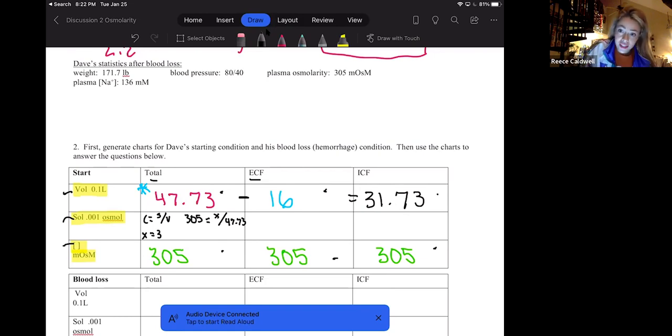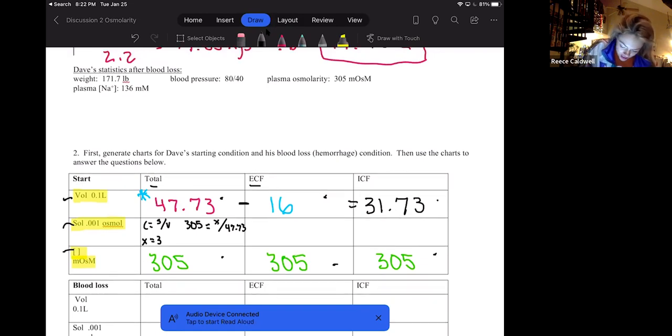Oh, and one other thing to add, sorry guys, is this should be 0.305 because we're in osmoles, not milliosmoles here. So we convert that 305 milliosmoles into osmoles by just dividing by 1,000. So what we get is 0.305 times 47.73, and that will give us our answer of 14.56 osmoles. So this right here is our final answer.